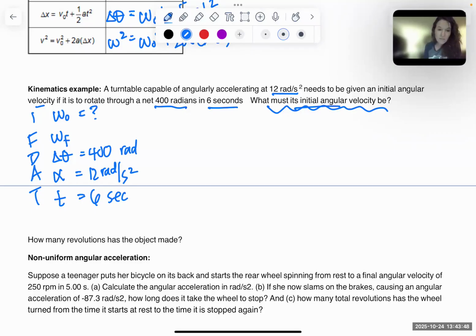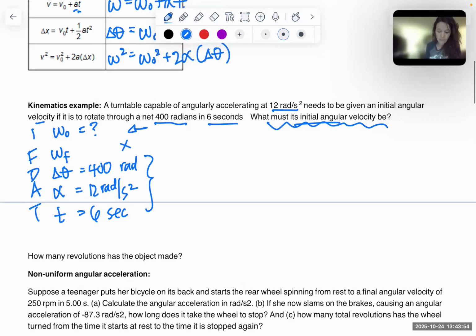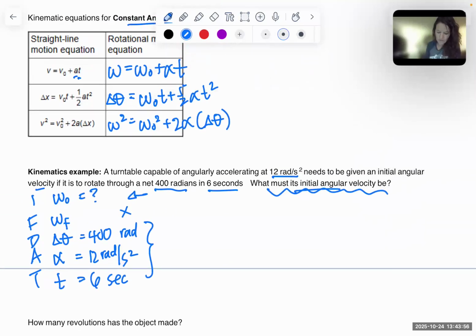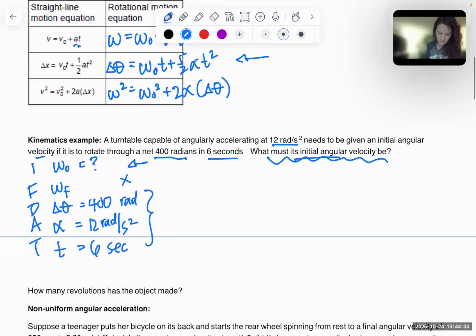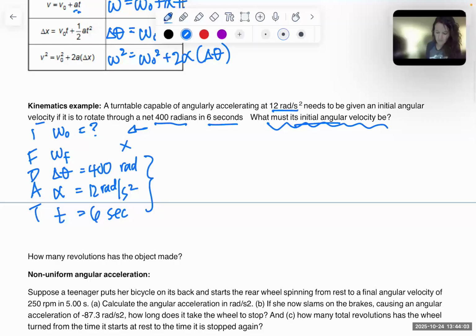So very similarly, we look at what we have. I have these. I want to know this. I don't care about my final angular velocity. So I look at my equations. And for this particular case, this middle one makes the most sense because there's no final angular velocity there. So let's write that out.